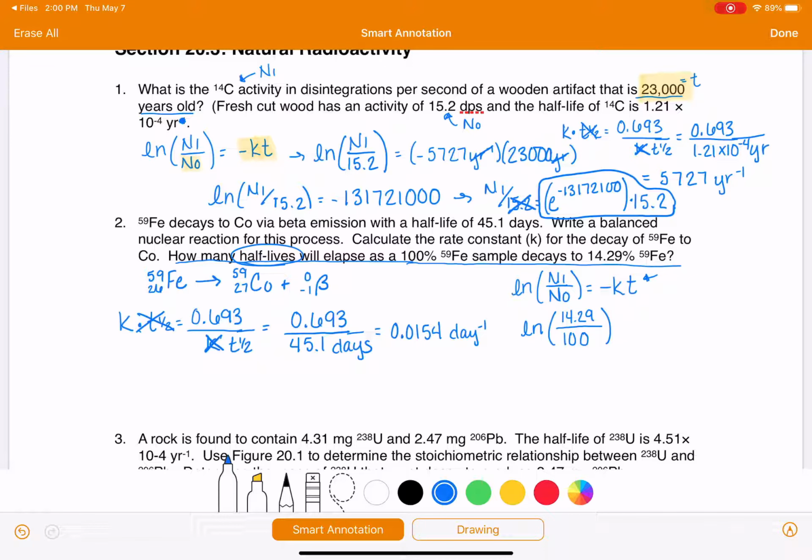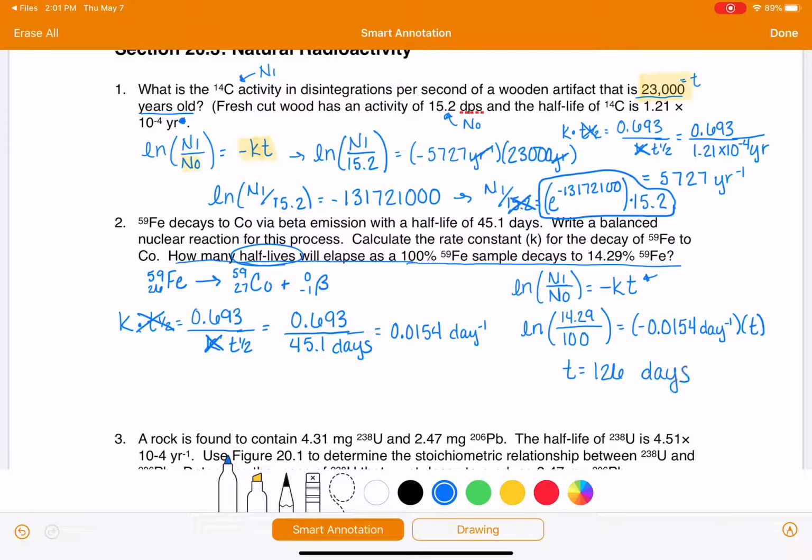So we can plug that into that natural log equation, and we know our value of the rate constant, negative 0.0154 inverse days. And then we can solve for time t. 14.29 divided by 100, take the natural log of that, and divide by negative 0.0154. So the time that has passed is 126 days.